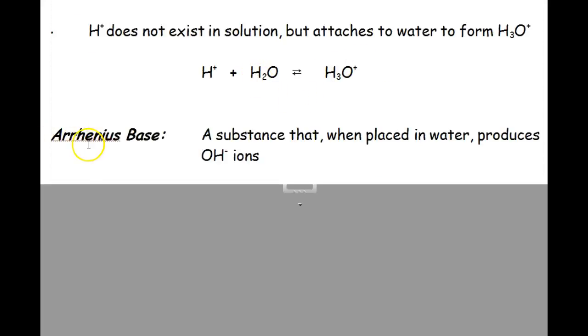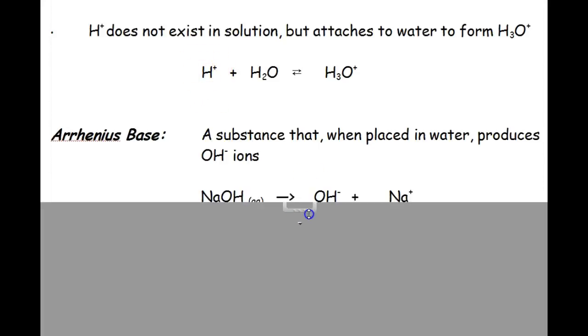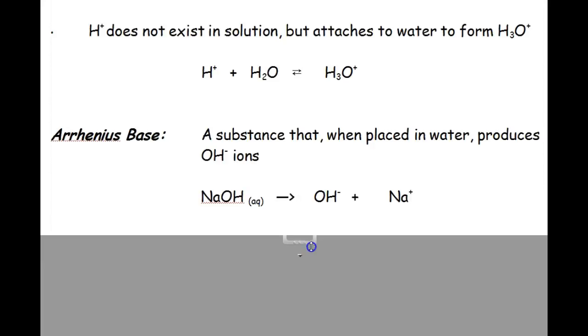By definition, an Arrhenius base is a substance that, when placed in water, produces hydroxide ions, right? The hydroxide ion is a chemical opposite of the hydrogen ion. A common example that we use is sodium hydroxide. If we make an aqueous solution of it, we'd have our positive sodium cation here, and we'd also have our hydroxide ion. That makes sodium hydroxide a base because it's releasing these hydroxide ions.